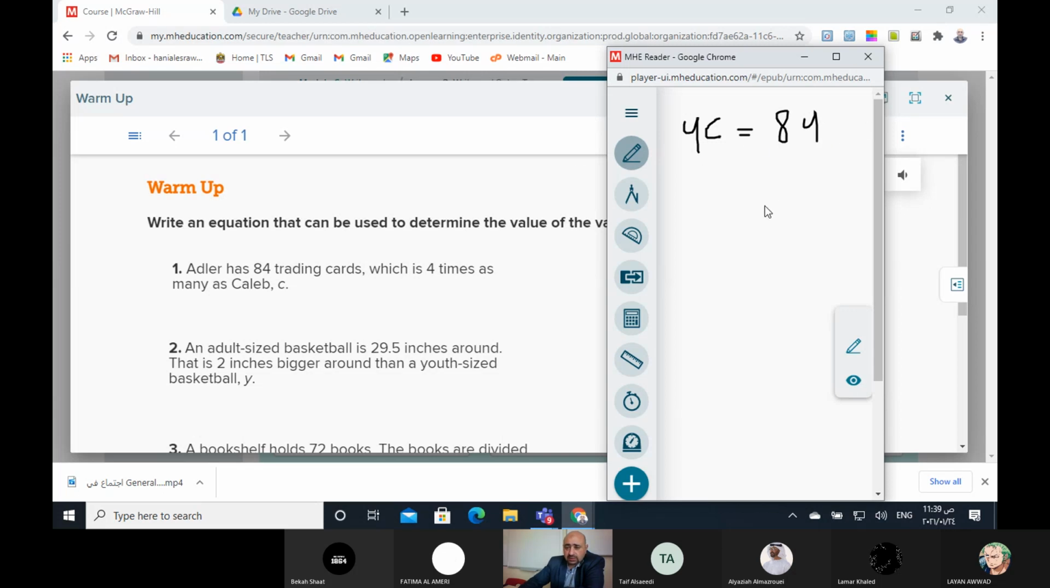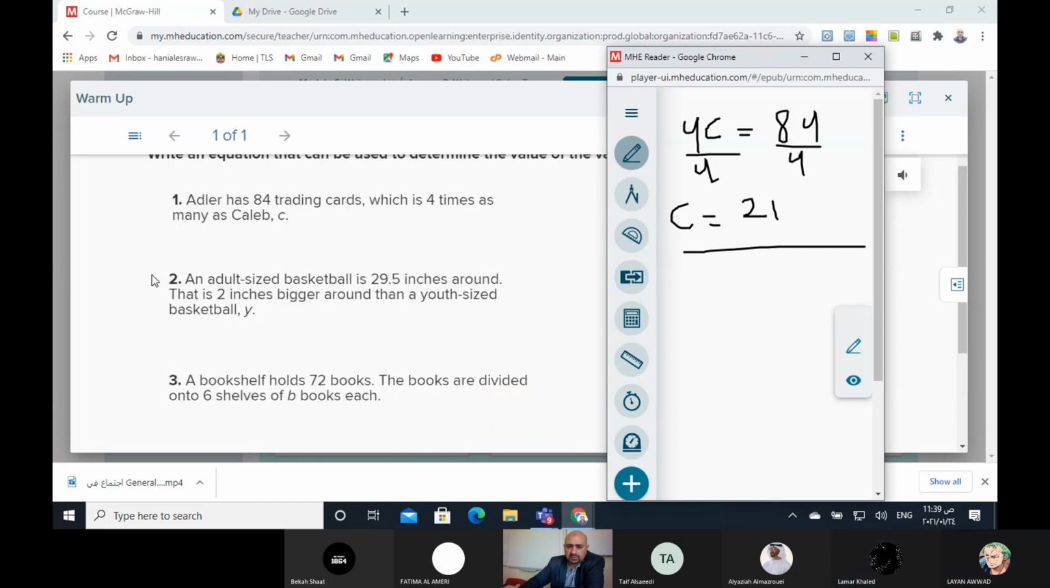If I want to solve this equation, I use just one step. Try to remove the coefficient. How to remove the coefficient? Divide the two sides by 4. Now 4 divided by 4 will be 1. 1C means C equal 84 divided by 4, which is 21. Who has any question here? No questions. Right.